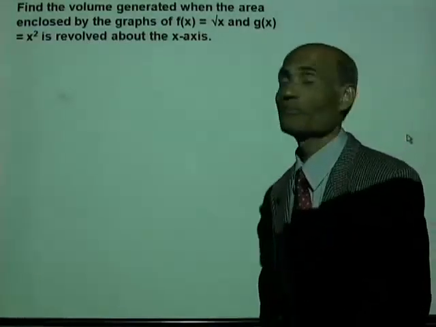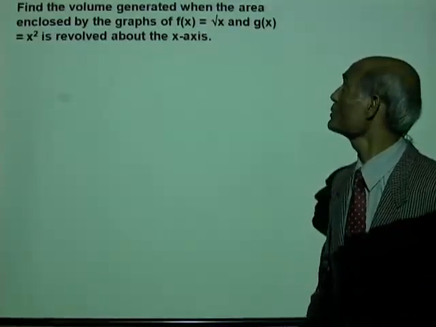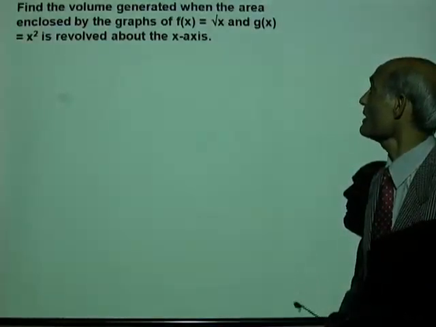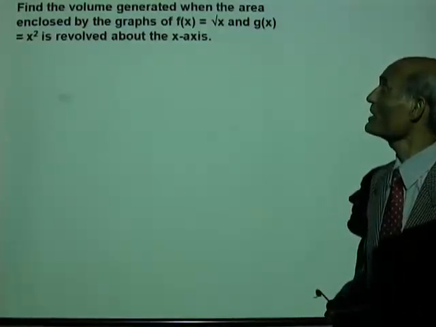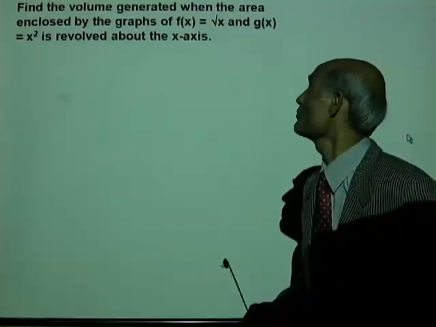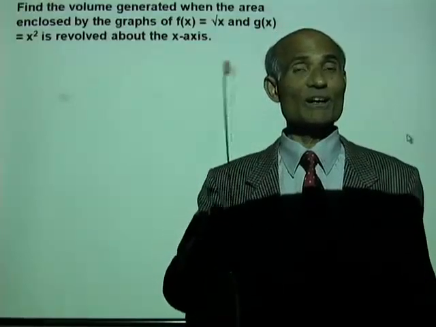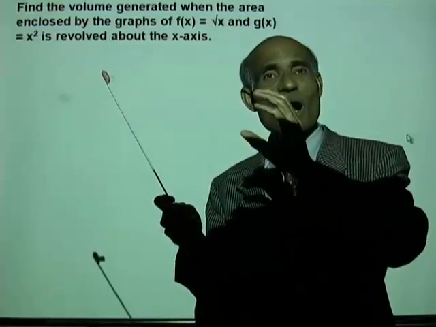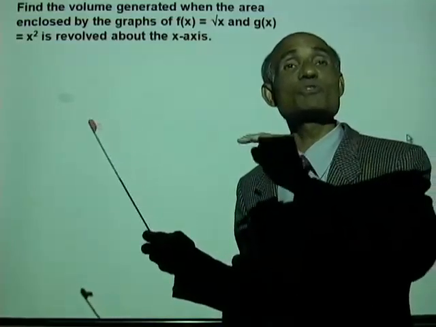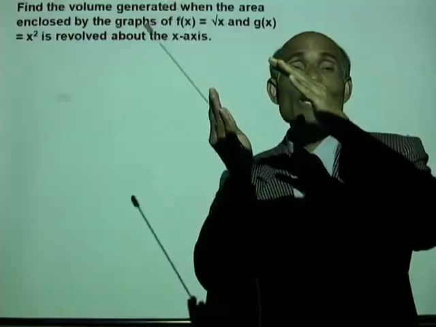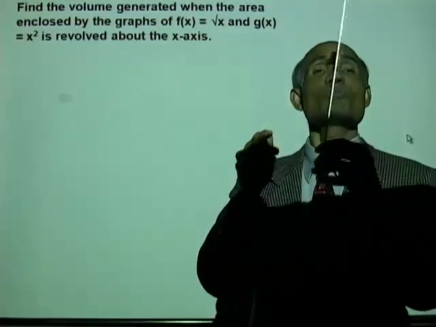Now, let's do a problem. Find the volume generated when the area enclosed by the graphs of f of x equal to square root of x and g of x equal to x squared is revolved about the x-axis. Now, what we did earlier was two functions of y, x equal to y squared and x equal to square root of y. The area enclosed by the graphs of those two functions was revolved about the y-axis.